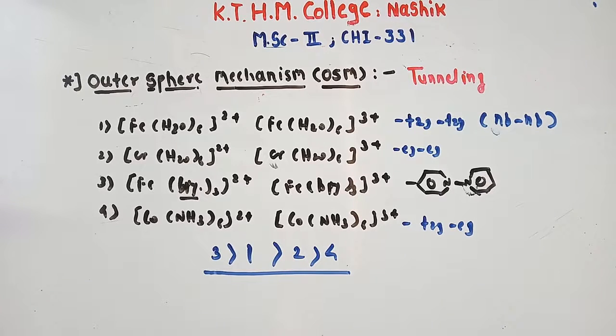After that, we have seen the types of electron transfer or electronic transition. There are three types in which we can transfer the electron: T2G to T2G, after that T2G to Eg, and Eg to Eg, and then we have seen some examples.